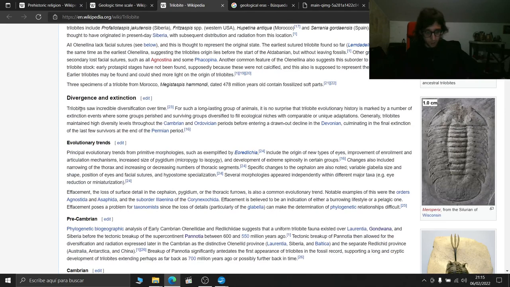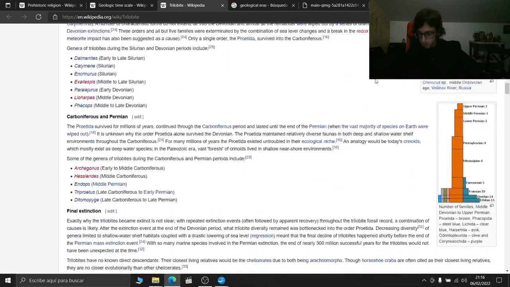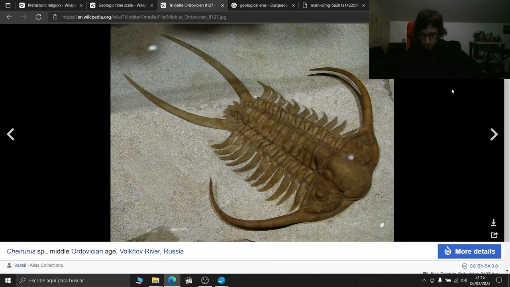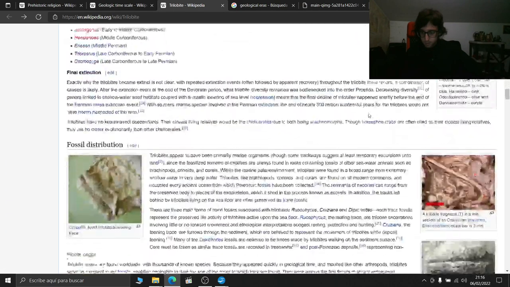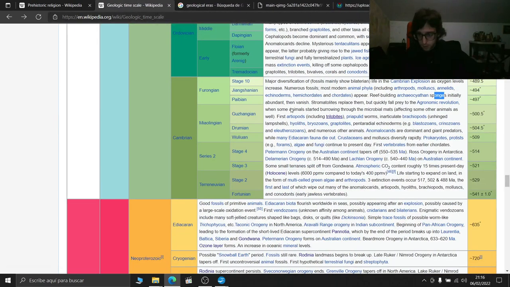Divergence and extinction. Trilobites show incredible diversification over time. For such a long-lasting group of animals, it is no surprise that trilobite evolutionary history is marked by a number of extinction events where some groups perished and surviving groups diversified to fill ecological niches with comparable and unique adaptations. Precambrian and Cambrian. Okay, I think this is enough for the trilobite.